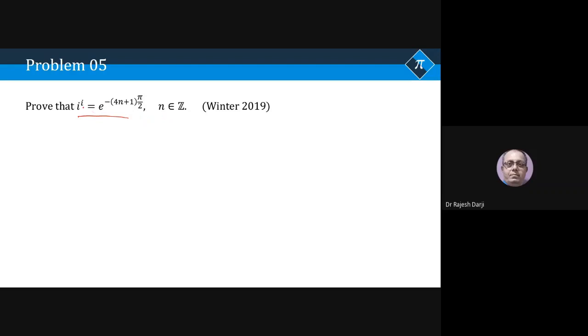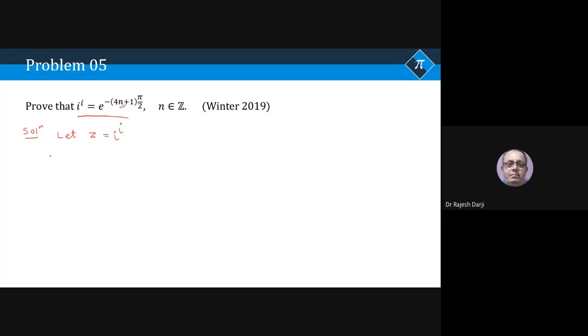To prove this, again as we discussed yesterday, we use the log function. In the given required result, we require n, n belongs to Z. So when you need n, we have to use the general log technique. So solution. Suppose that z equal to i raised to i.